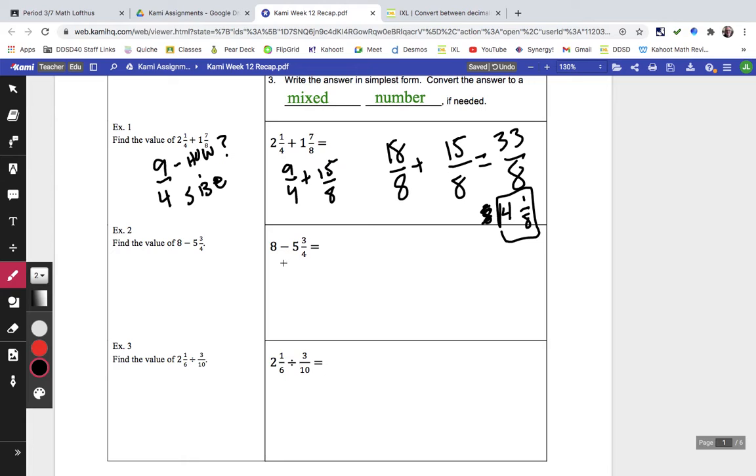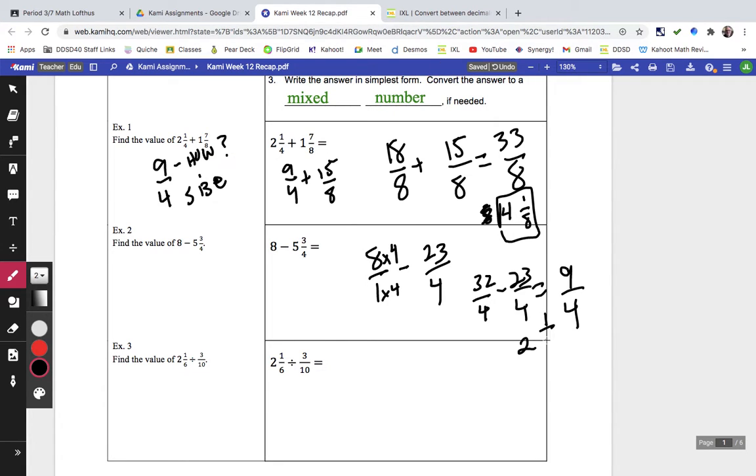When we did this one in class, I want to show you 2 different ways to do it. One, and we had students demonstrate today, which was fantastic. One way is to make the 8 into a fraction, 32/4, and change the 5 3/4 into 23/4. So we have 32/4 minus 23/4, which is equal to 9/4. And we can simplify that to 2. 4 goes into 9 twice with 1 left over.